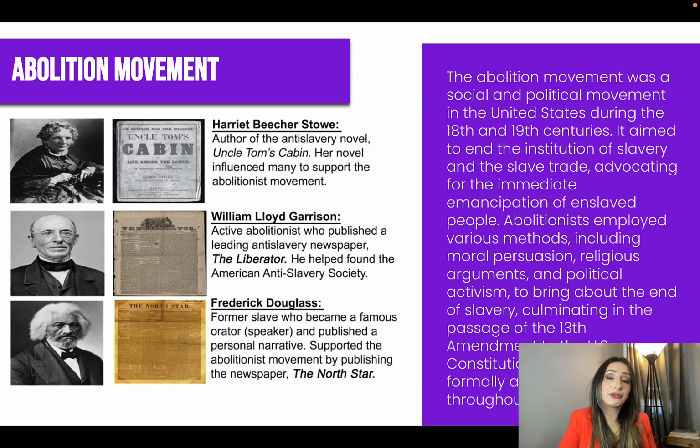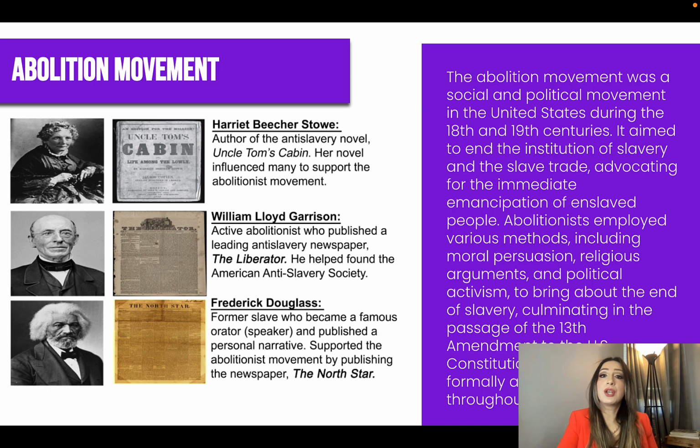Another famous abolitionist was a former slave. His name was Frederick Douglass. And Frederick Douglass actually escaped from slavery, and he knew how to read and write, and he became a famous orator, speaker. I mean, he made speeches about what it was like to be a slave in the South. He even wrote a book, an autobiography, the Narrative of the Life of Frederick Douglass, where he actually spoke about all the injustices that he suffered.